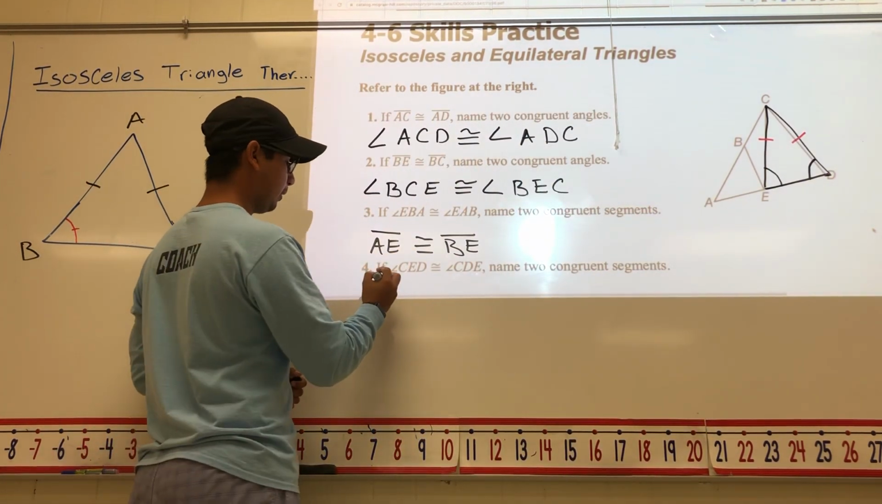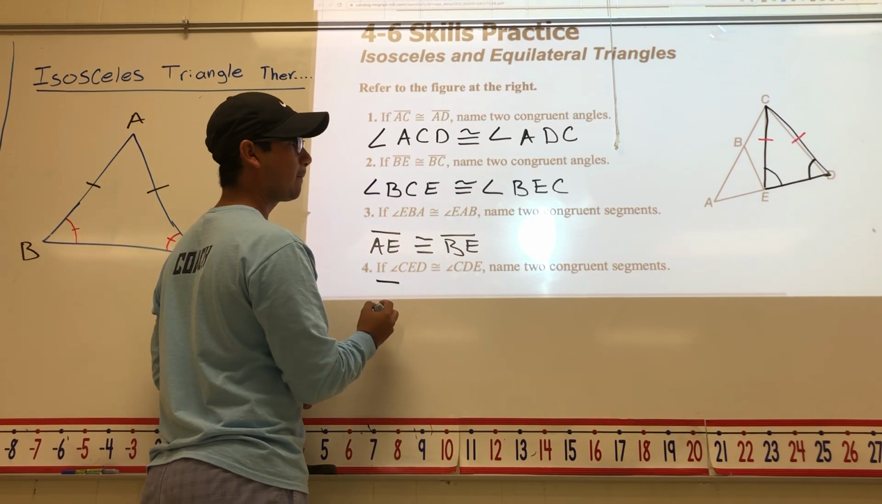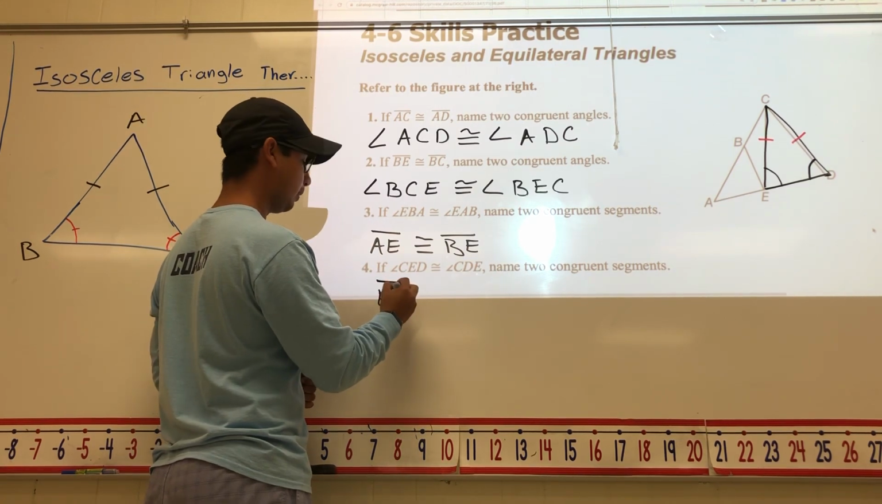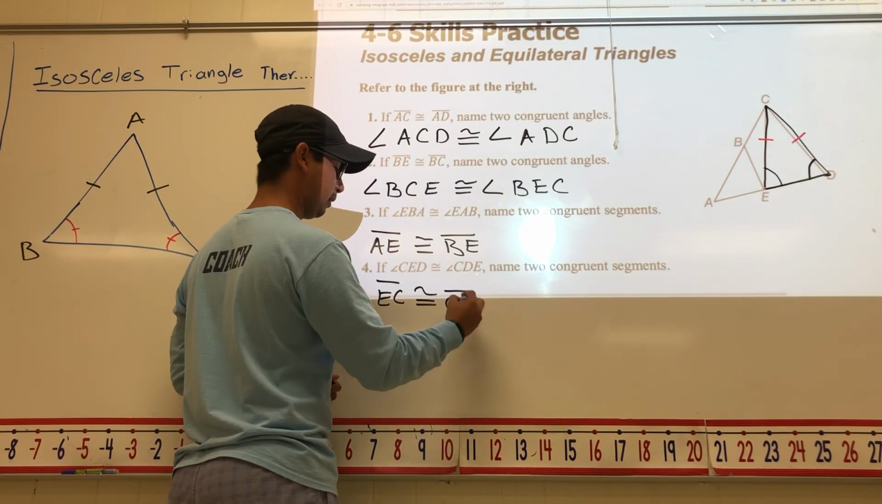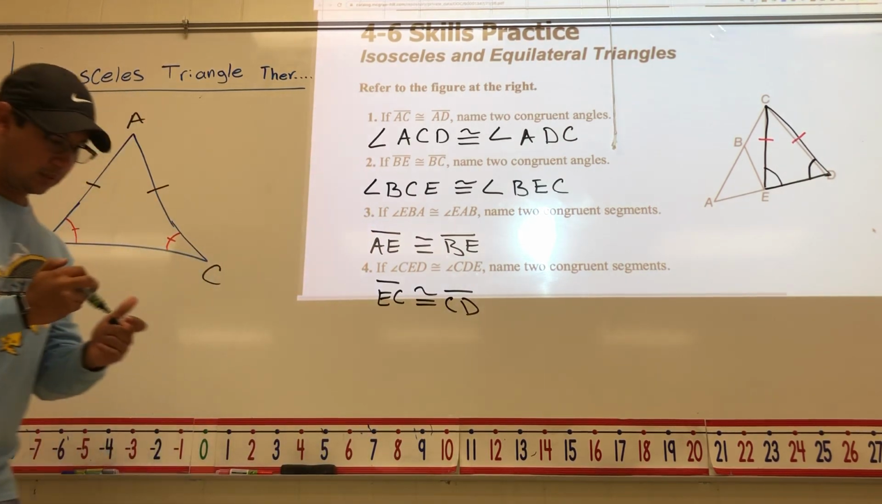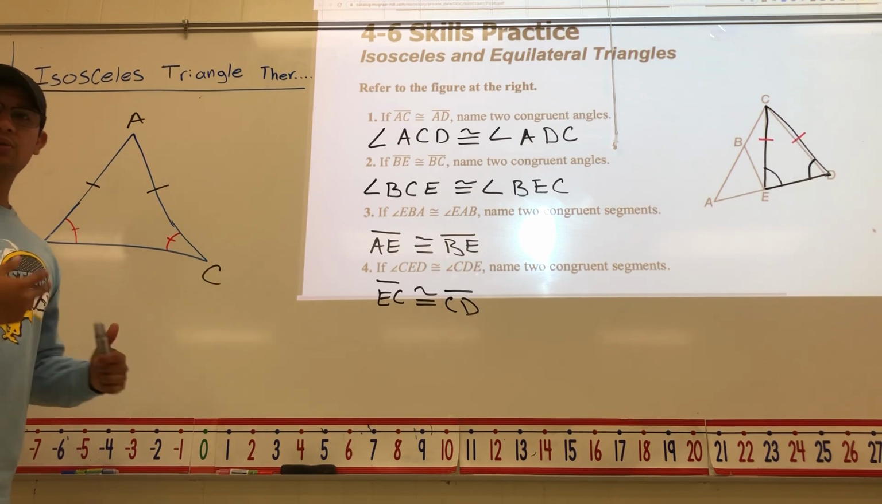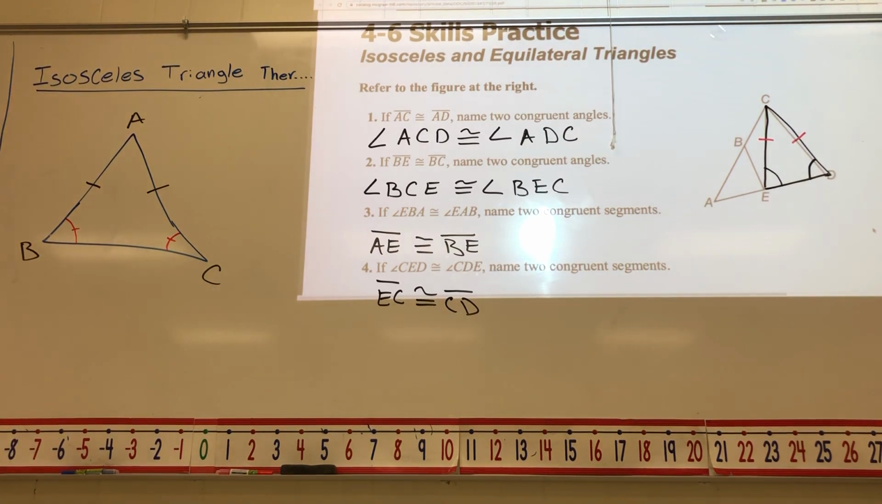So we have segment EC is congruent to segment CD. And that's how you do this portion here, right? Super easy, nothing too complicated. And just scroll up to do the bottom half.